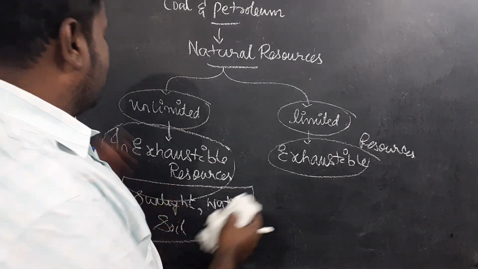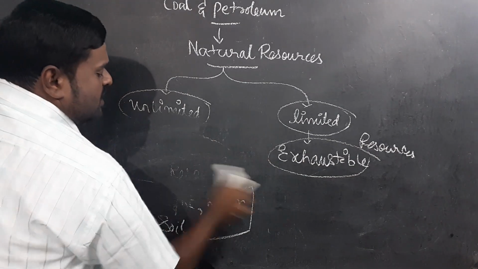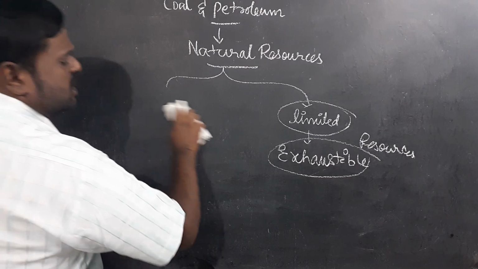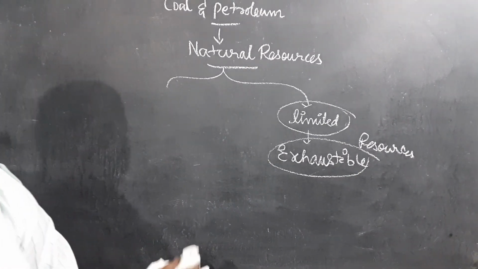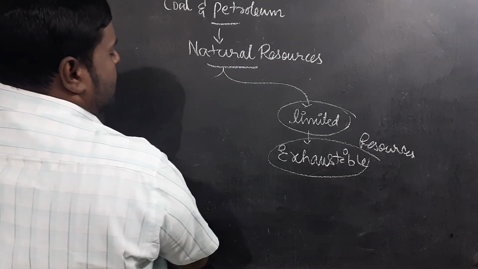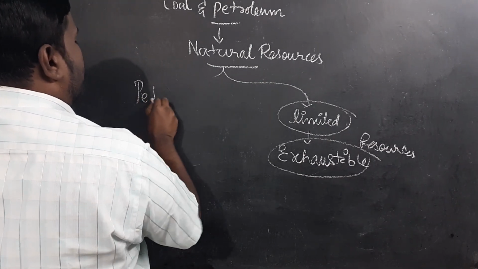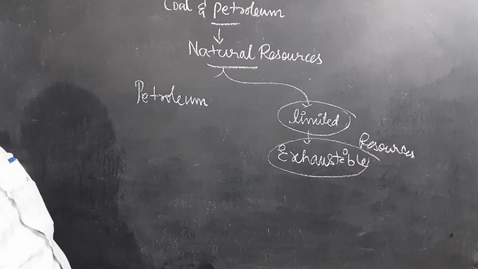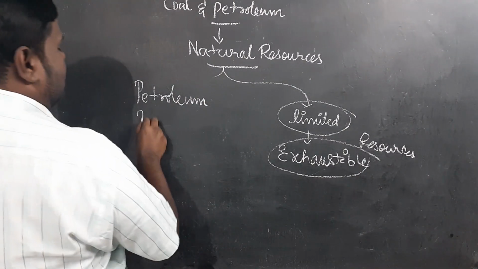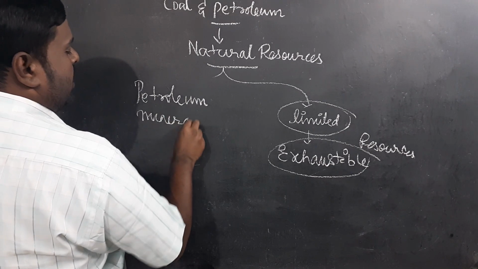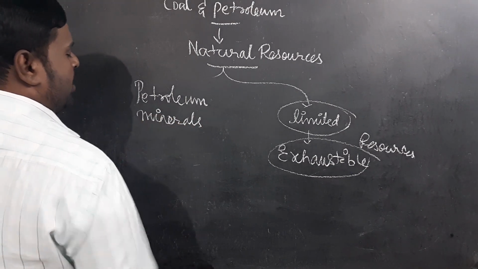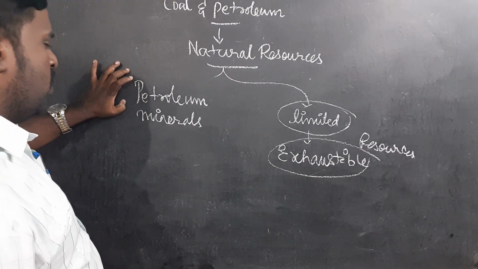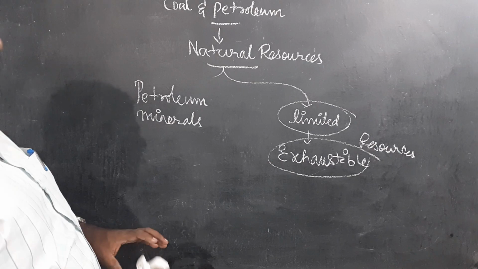And very important, when we are studying exhaustible resources, which all come under exhaustible resources? Very first is petroleum. Petroleum products, the very first one. The second one is minerals. Next is minerals.